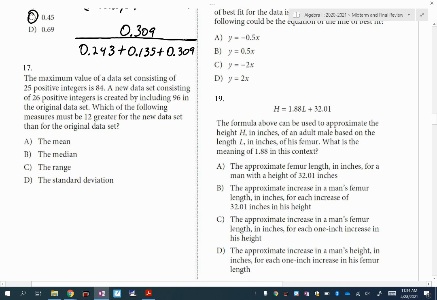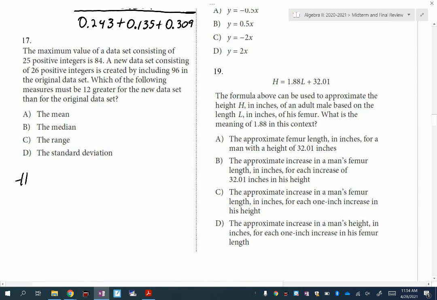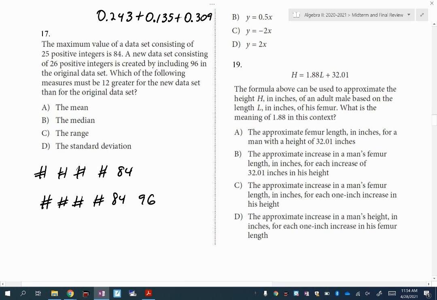Okay, number 17. The maximum value of a data set consisting of 25 integers is 84, so our max is 84. A new data set consisting of 26 integers is created by adding just one extra number to that original data set, and they're adding 96. So you have a bunch of numbers, right? You have 25, that's a ton of numbers, and your highest one is 84. Then they do the same thing, but the new one has this 96. Which of the following measures must be 12 greater for the new data set than for the original?